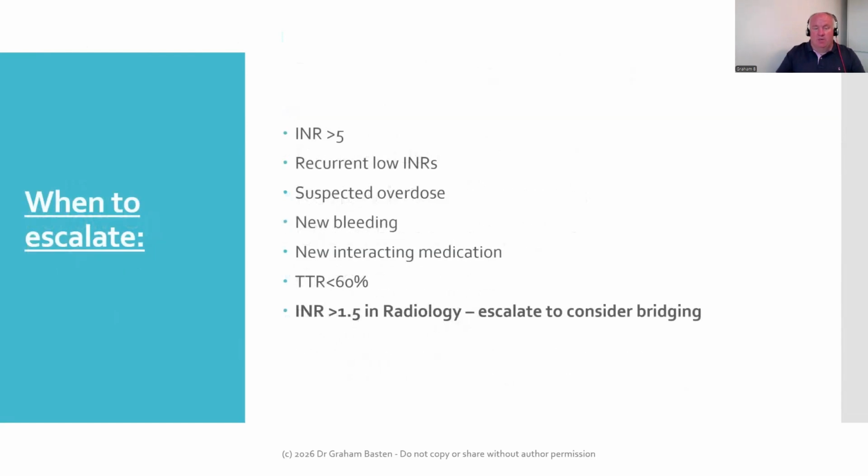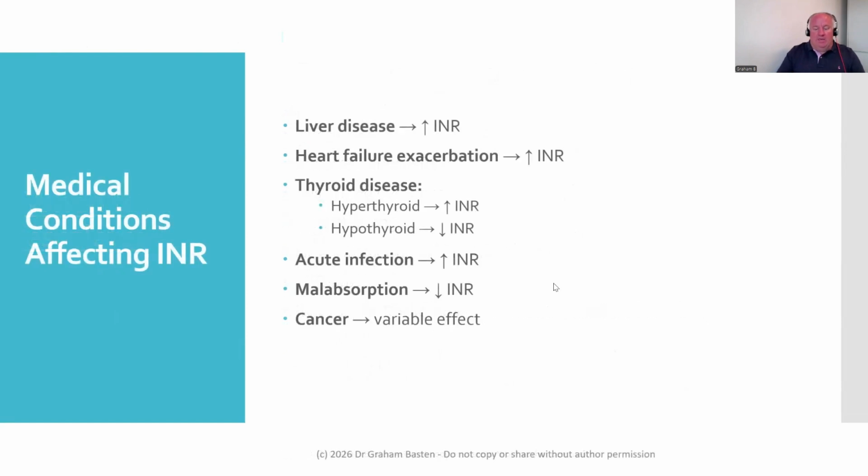Again, this is just for guidance, but check your local approved guidance. Normally an INR over 4 or 5 would need escalation. Any new bleeding, any suspected overdose, and if their time in therapeutic range is not stable. So make sure we're really clear on what escalation routes look like. Again, this is just an indication. We'll do this in more detail in the session.